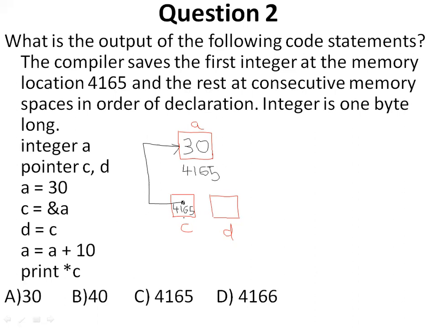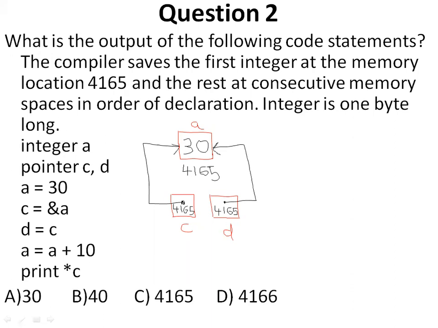So what is the value in the box of C? 4165. So the same 4165 will be stored in D. So 4165 is what? It is nothing but the address of A. Since D also contains the address of A, now we can also say that D is also pointing to A.